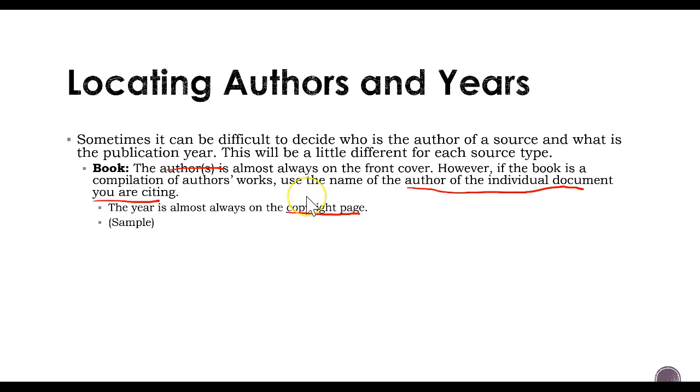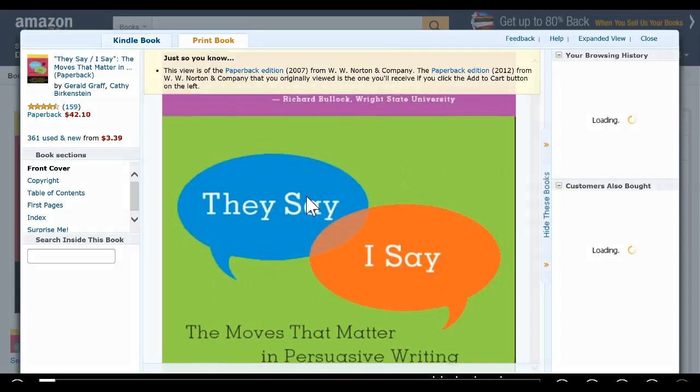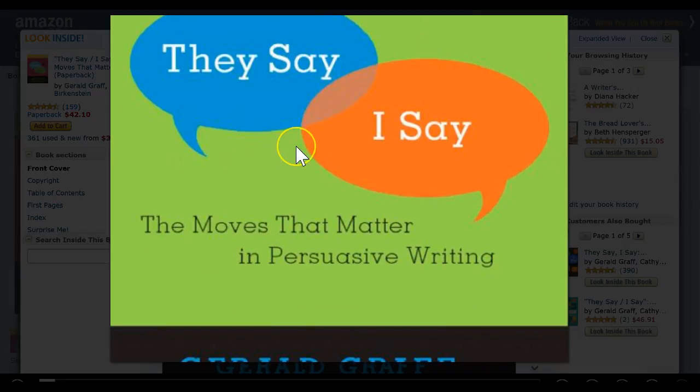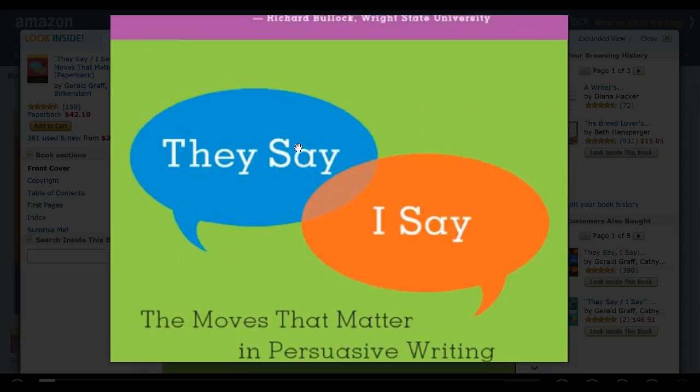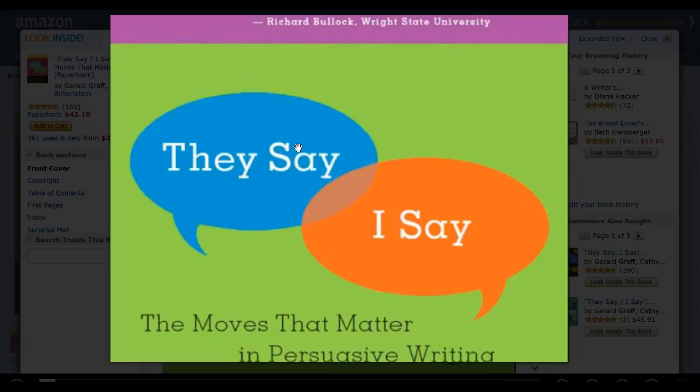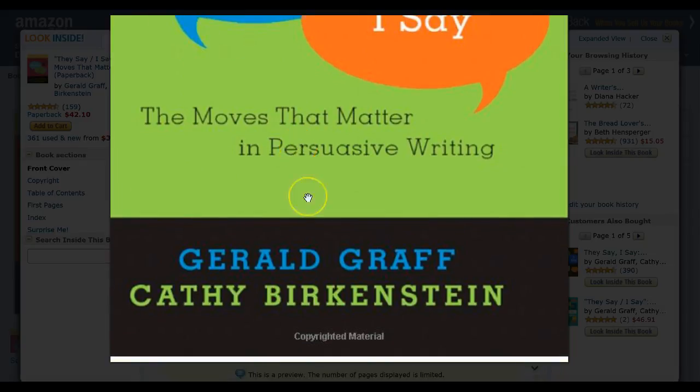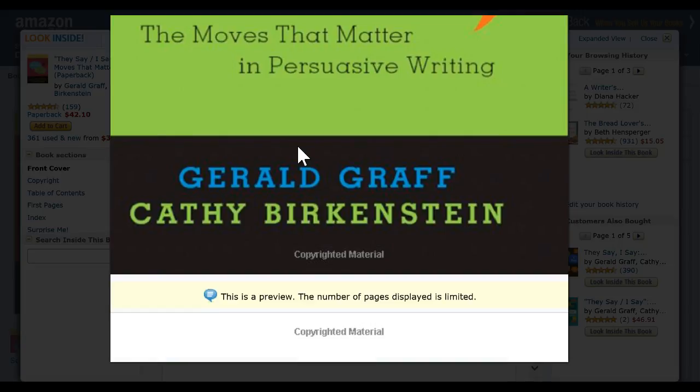So let's take a quick look at a sample. So here's a sample of a book. This is actually a slightly older version of our book, but I could find this electronic copy. I couldn't find an electronic copy of our book. But here, so we have the title is right here. They say, I say, the moves that matter in persuasive writing. The authors are Graf and Birkenstein. We actually have Durst on ours as well. So they're the editors of the book.